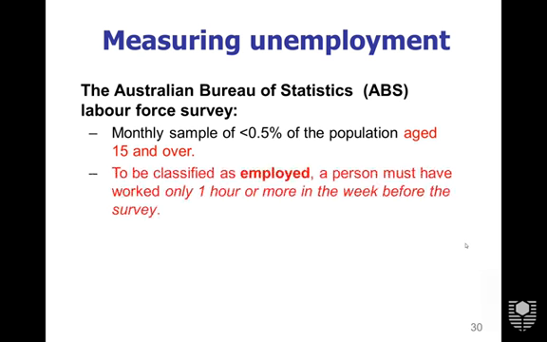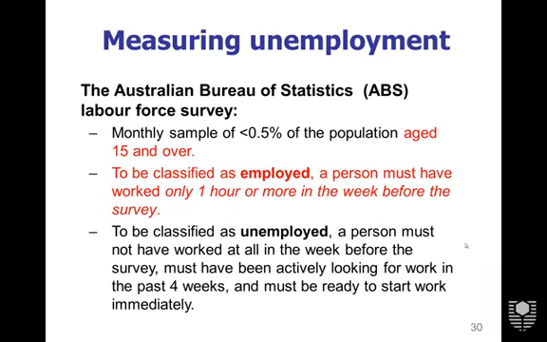To be classified as employed, a person must have worked only 1 hour or more in the week before the survey. So if I interview you and ask whether you have worked at least 1 hour of paid work last week, and you say yes, I would say you are employed and not unemployed. To be classified as unemployed, a person must not have worked at all. So if you say no, I didn't work in the last week, that is the first qualification to become unemployed. My second question would be, have you been actively looking for work? And if you say yes, then that is the second qualification to be considered unemployed.